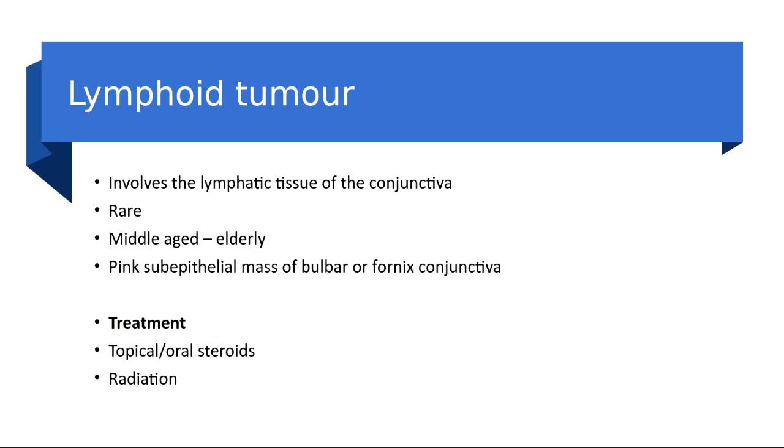All right. So lymphoid tumors. This involves the lymphatic tissue of the conjunctiva. It's rare. It's often seen in middle-aged to elderly. It's a pink subepithelial mass of the bulbar or fornix conjunctiva. Treatment: topical or oral steroids, radiation.